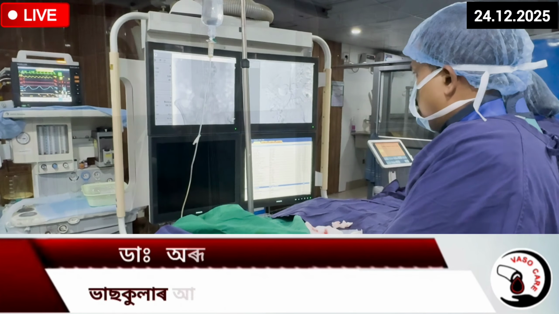We have taken up the case after seeing all the blood reports and the parameters and the final diagnosis of Graves disease. Now you can see in the DSA, we are doing the case. This is our angiography suite.